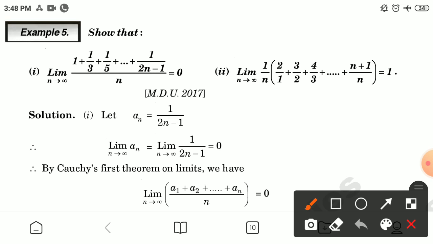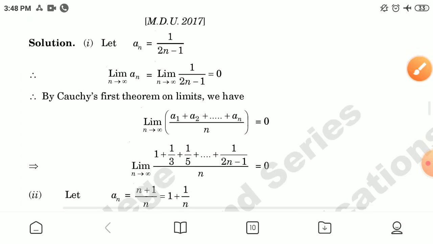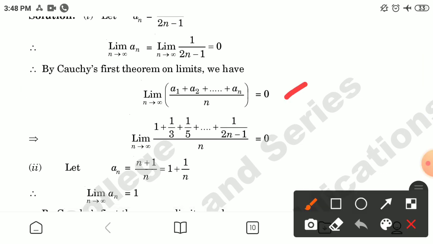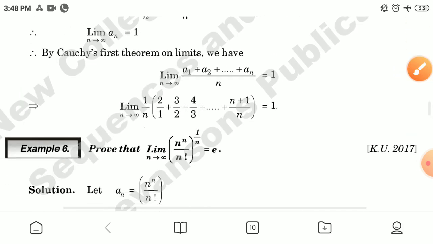Now show that the limiting value of 1 plus 1 by 3 plus 1 by 5 plus so on up to 1 by 2n minus 1, divided by n, is equal to 0. Let an equal to 1 by 2n minus 1. Its limiting value is 0. By Cauchy's first theorem on limits, adding the first n terms and dividing by n, and when taking the limit, that will also be equal to 0, and this is the required result. Similarly, we can prove the second result.